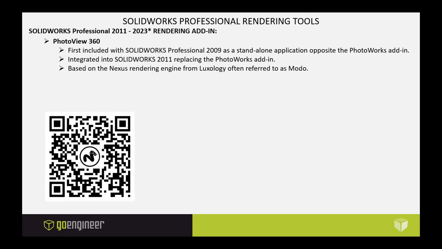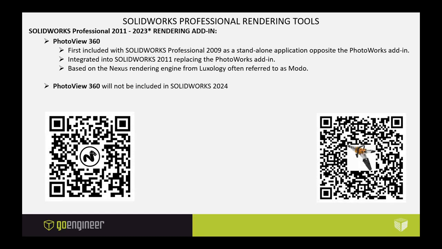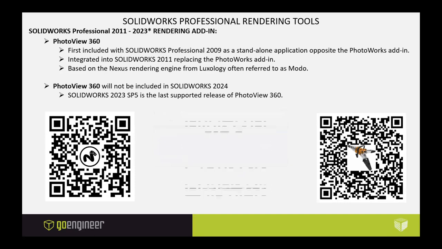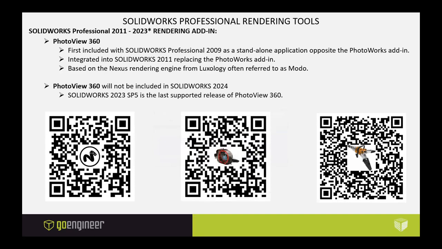And by the way, I have some QR codes here, so if there's anything you want more information on, point your cameras over here. Anyhow, PhotoView 360, here's the bad news, will not be included in SolidWorks 2024. Holy cow, why are you talking about it? Well, there's still a lot of companies that may be using other versions of the software. And the other side of it is that there might be a bunch of users that are currently using PhotoView 360 right now. And so I've got some stuff in here for them. And by the way, if you're using PhotoView in SolidWorks 2023, you'll get this error message that tells you, hey, Service Pack 5 is the last supported release for this. To find out more information on it, you can learn more here.